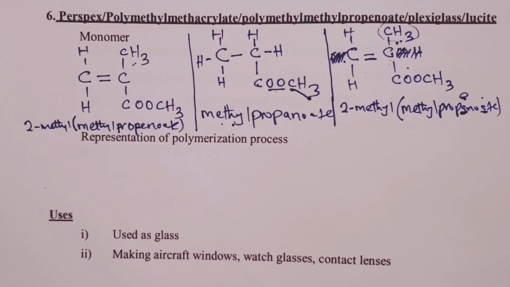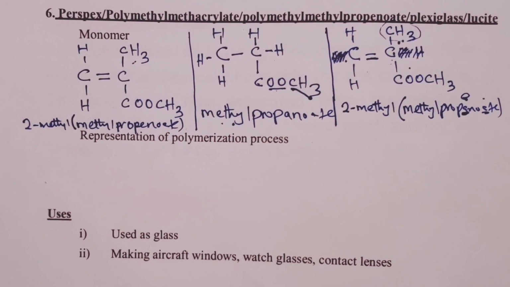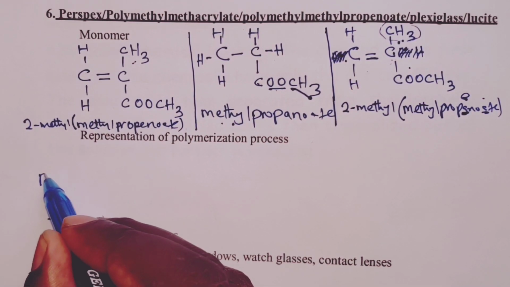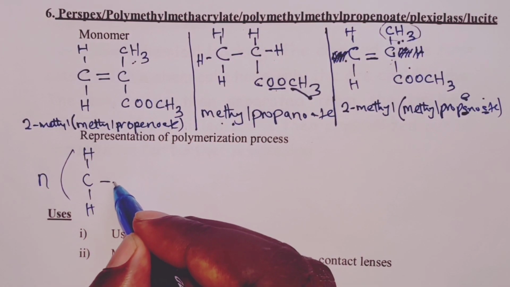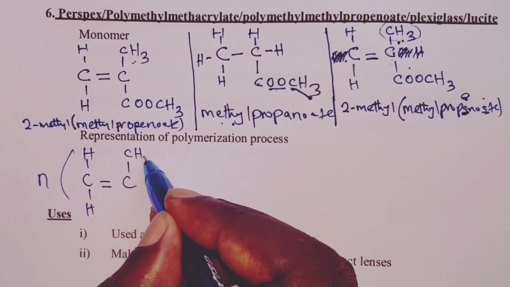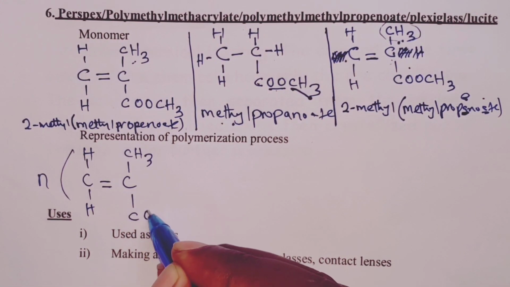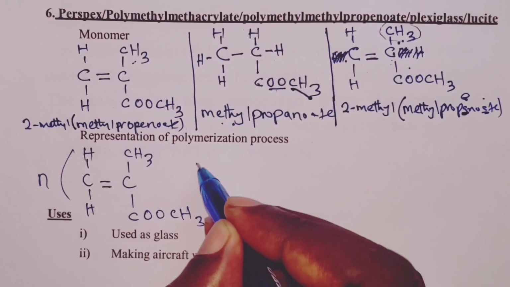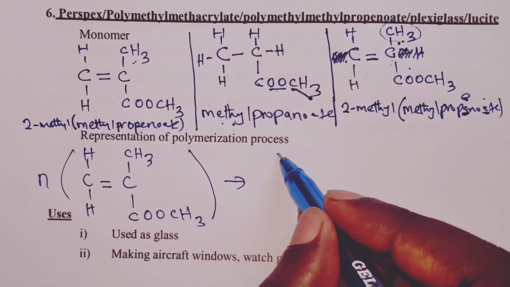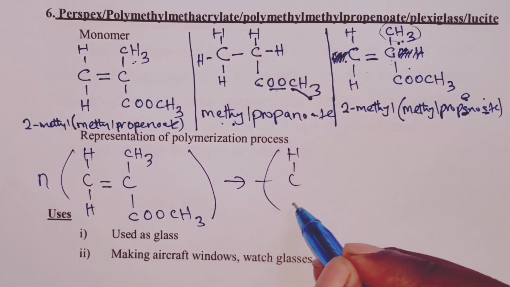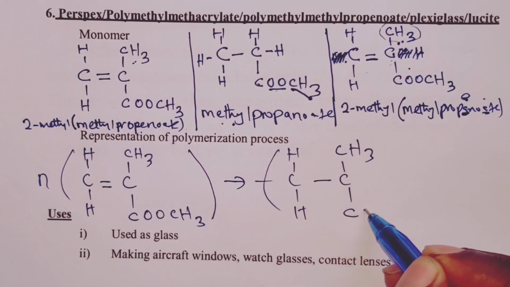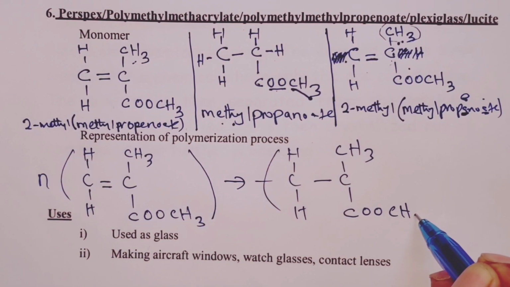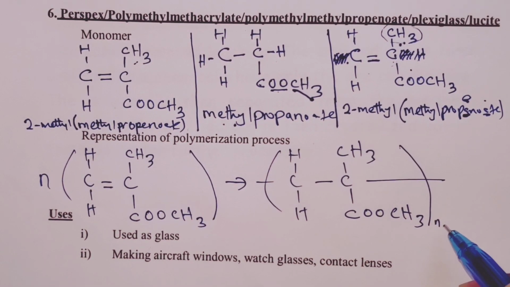Having learned how to name our monomer, let's now have a look at the representation of the polymerization process. So we have n moles of our monomer forming a very long chain that will finally give us our polymer. So here we have n moles of our monomer giving us an endless chain that we call Perspex. That becomes our polymerization process representation.